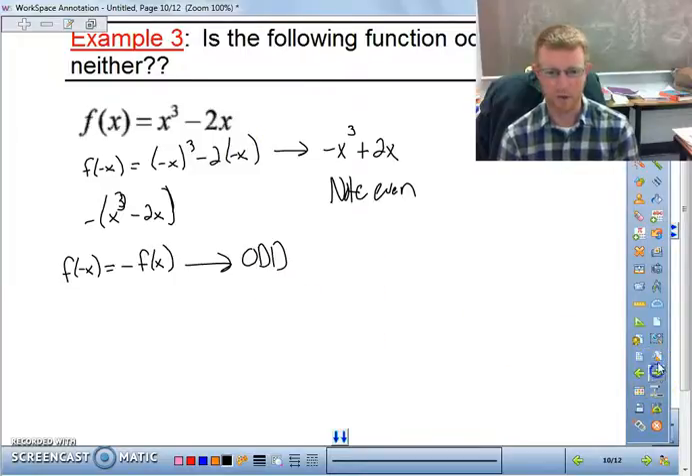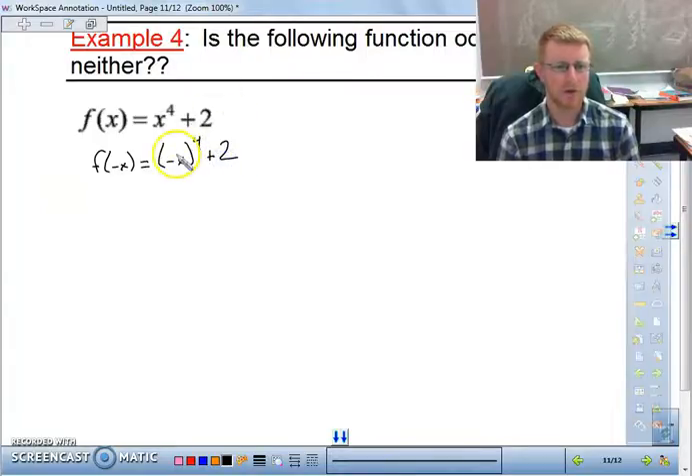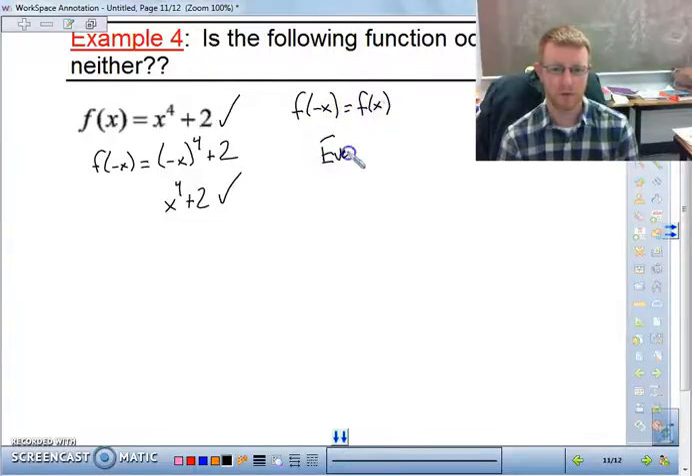So let's look at another one. So we have x to the fourth plus 2 here. So when we plug in our value here, again, we always start with just plugging in negative x. So we get negative x to the fourth power plus 2. The negative to the fourth power will become a positive, so it does become x to the fourth plus 2. You notice that we have the exact same function that we started with, which defines an even function. So in this case, we have an even function.